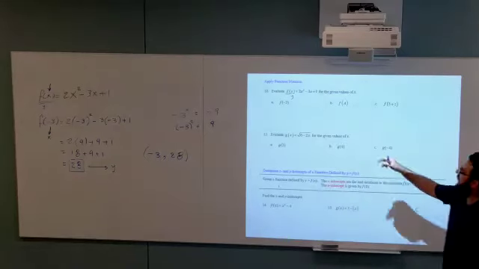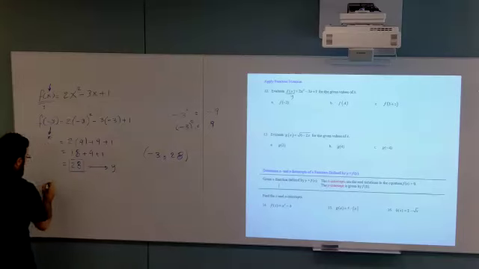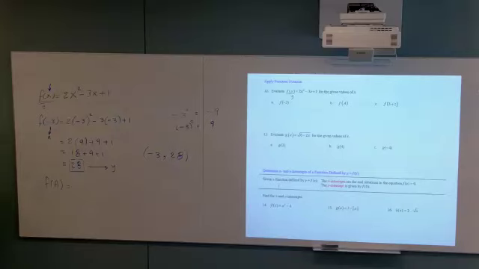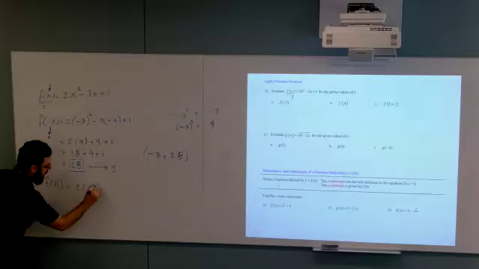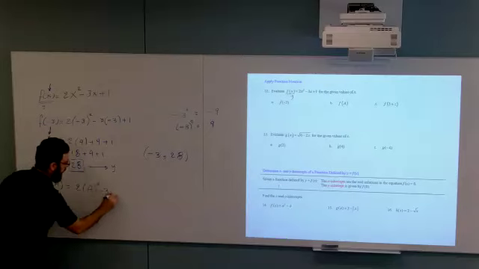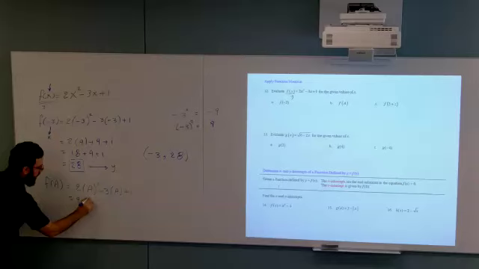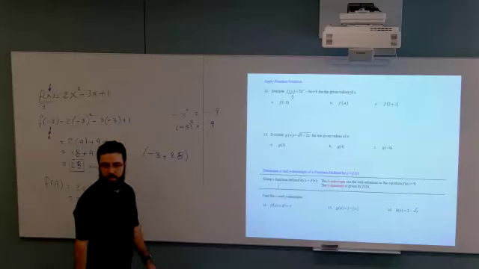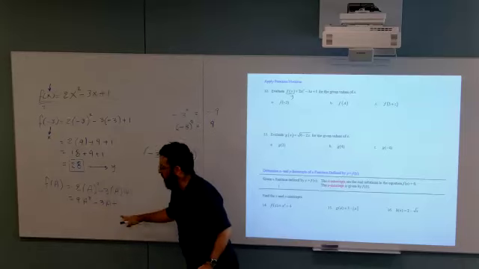Can we do the same thing when we have an A? f of A. Now the input is A. f of A is going to be what? What do you think? Here's the function. You're going to plug in A where? That's it: 2A squared minus 3 times A plus 1. It's going to be 2A squared minus 3A plus 1. That's the y value, because you don't know what A is going to be.